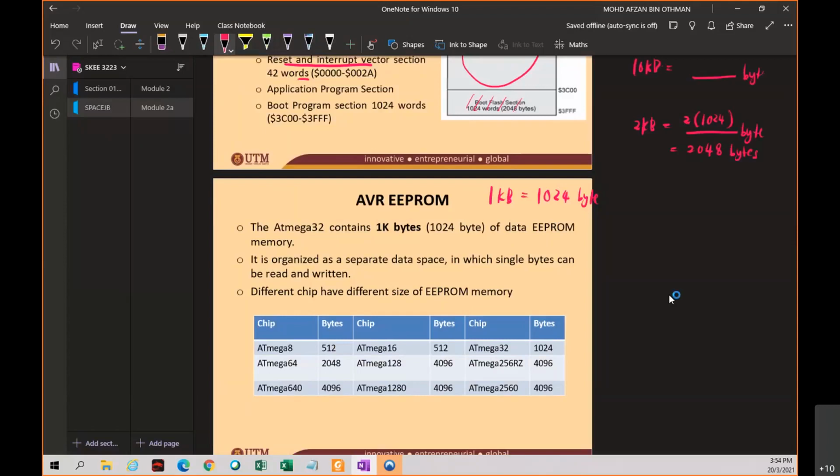Okay, 10 kilobyte tukar kepada byte. How to do that? So 10 darab dengan 1024. So nanti kamu akan dapat 10,240 bytes.